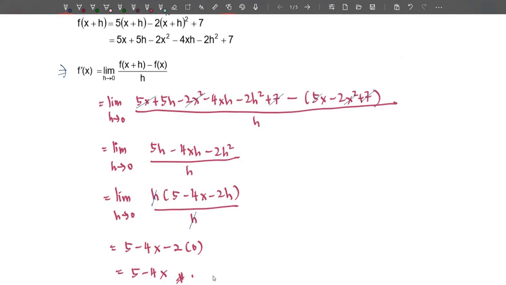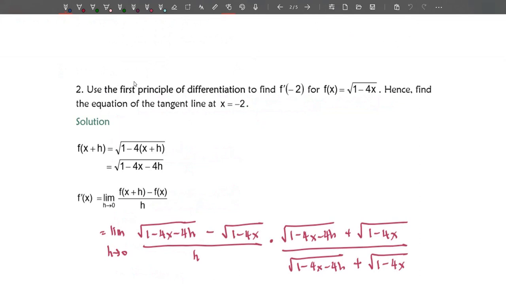Okay, that's the first example, the easiest one in definition of differentiation using a polynomial function. Okay, the next one. Use the first principle of differentiation to find f prime of negative 2 for f(x) equal to the root of 1 minus 4x, and hence find the equation of the tangent line at x equal to negative 2. Okay, the first thing that you need to do is to write your f(x plus h).